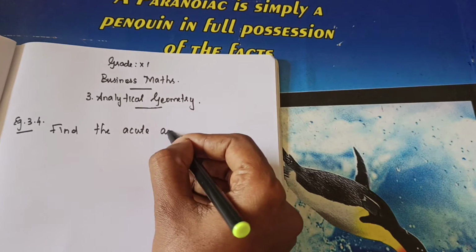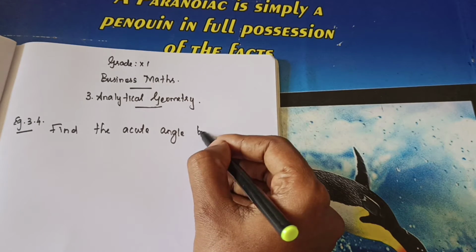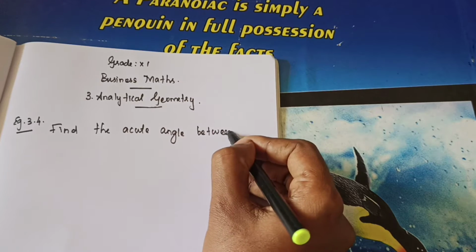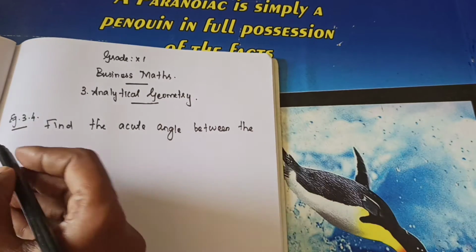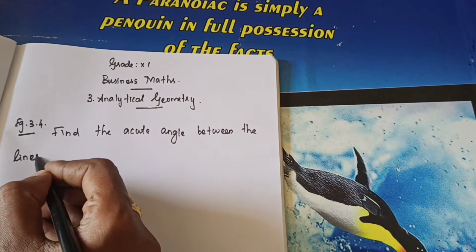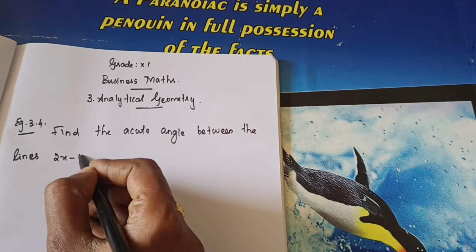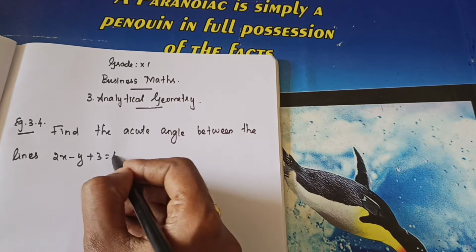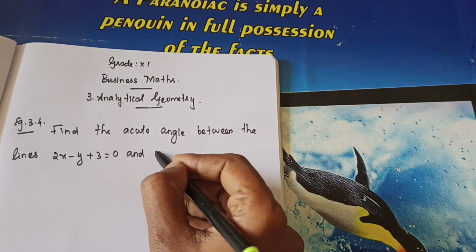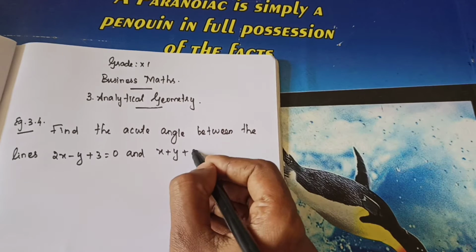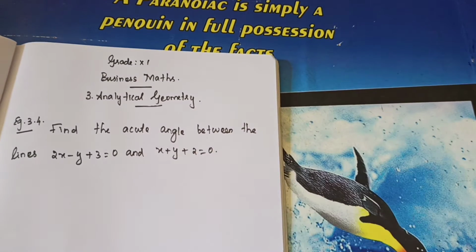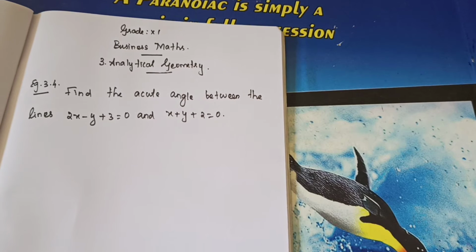Find the acute angle between the lines 2x minus y plus 3 equal to 0 and x plus y plus 2 is equal to 0.